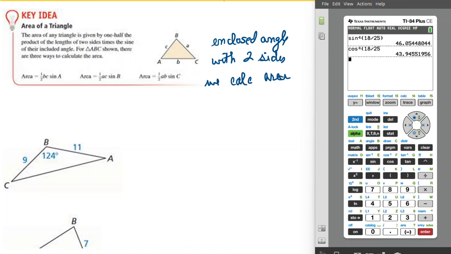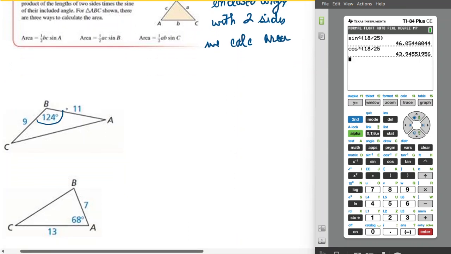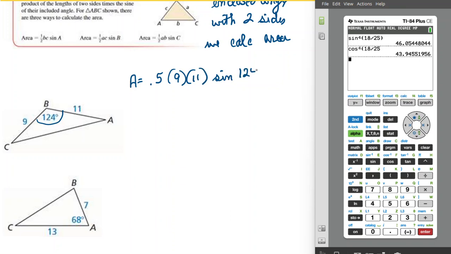The area formula is one half the two sides multiplied by the sine of whatever the enclosed angle is. So right here, the enclosed angle is B, and we have little a and little c, the sides around it. So we want the area. Just put that in the calculator.